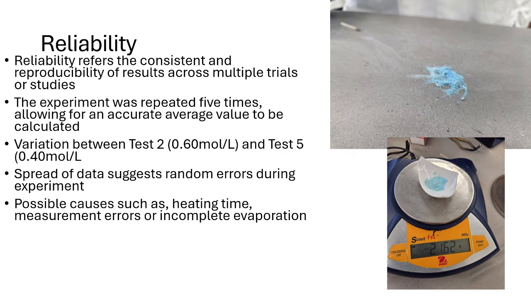However, variation between trials 2 and 5 suggests random errors occurred during the experiment due to a 0.2 moles per liter difference in results. Possible causes of the variation are differences in heating time, small measurement errors when we weighed the equipment, or an incomplete evaporation in some trials, which would have affected the final mass and consequently the entire reliability of this experiment.